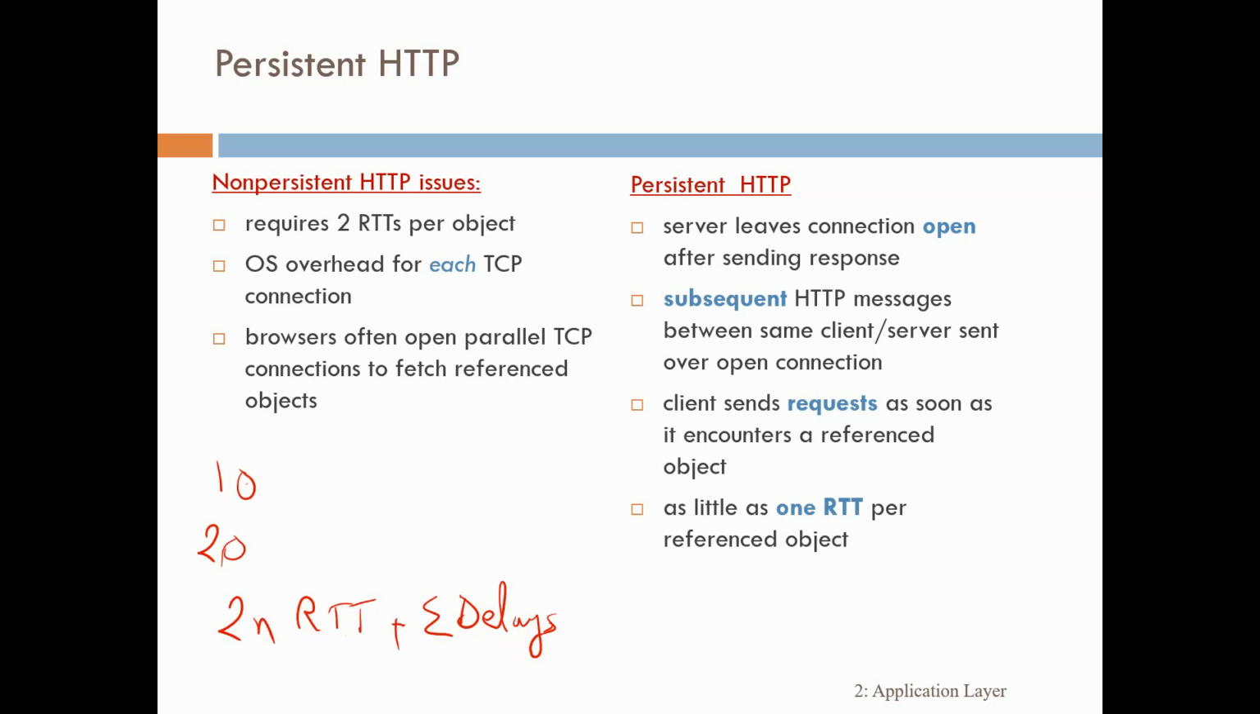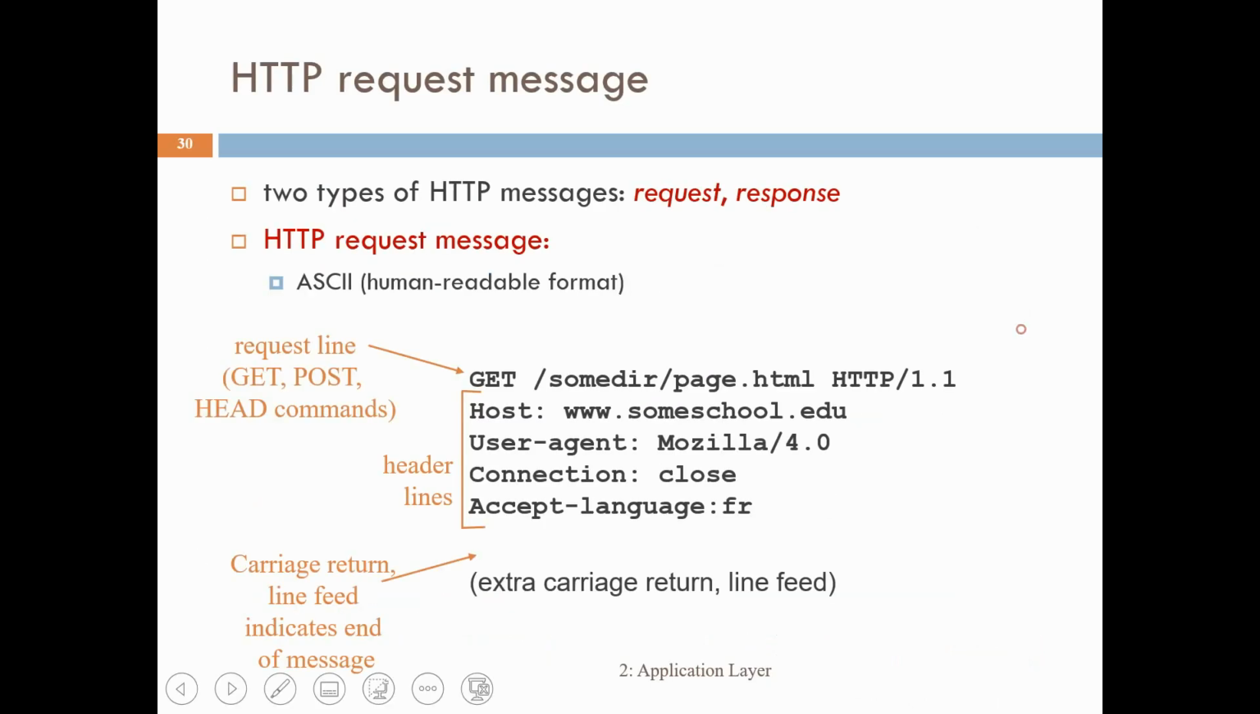With persistent HTTP, you open the connection only once. So this is 1 round trip time for opening the connection, and then you have 1 round trip time per object. Every object needs an HTTP request and then a response. You only have 1 TCP connection in this case. So you have n plus 1 round trip times plus the summation of the transmission delays for each object. As the value of n grows, you can see that the savings in delay in persistent HTTP become significantly higher than in non-persistent HTTP.